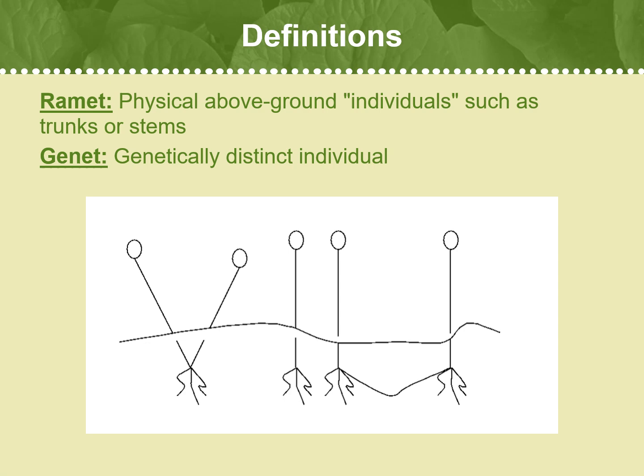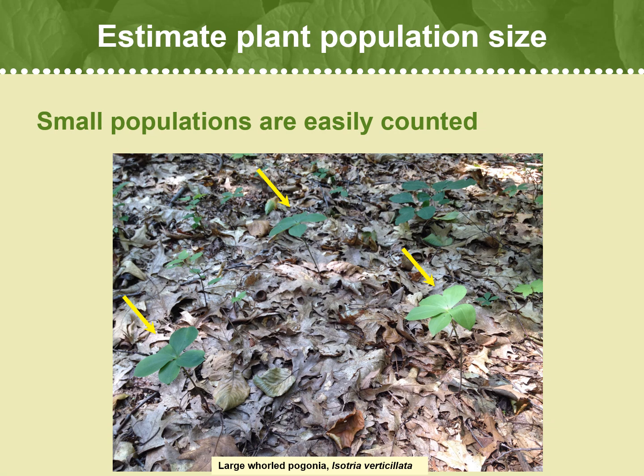Now, since we do not dig up rare plants, unless you are a superhero, you will not be able to tell what is going on underground, so it is crucial that you familiarize yourself with the growth and dispersal patterns of your target plant, so you can tell the difference between ramets and genets out in the field. Sometimes when you get to your survey site, you will find a relatively small population, anywhere from a single plant to 50 plants, which is easy to count and track.